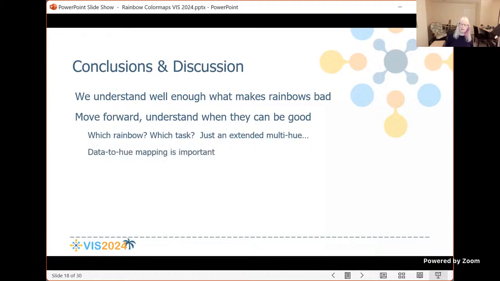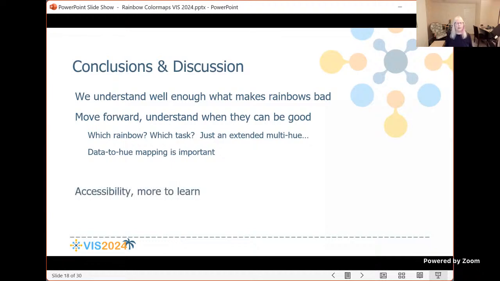Data to hue mapping is important. There seems to be a pattern where people take raw data and they throw a color map on it and they start looking for insights. But you can do better than that. You can, for example, normalize your data so that now what you have is quantiles, and then you can line the quantiles up with hue boundaries. And now you have a really useful color ruler, shall I say.